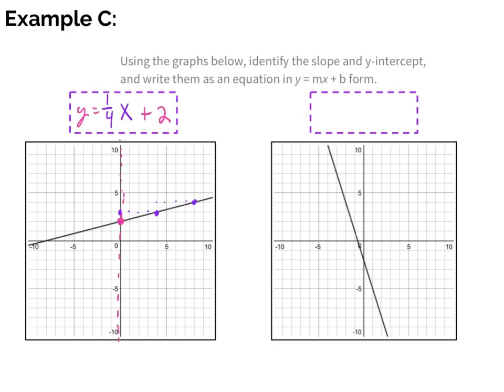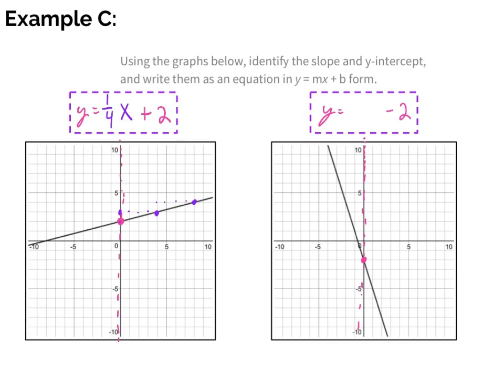Now let's try it on the other side. The first thing I'm going to write is my y equals, because slope-intercept always starts with y. Go down along the y-axis to find my y-intercept. Looks like it's right here at negative 2. So the back of my equation is going to be negative 2.